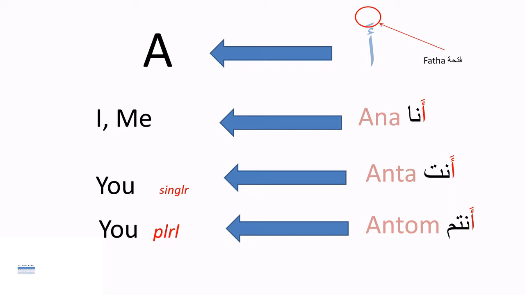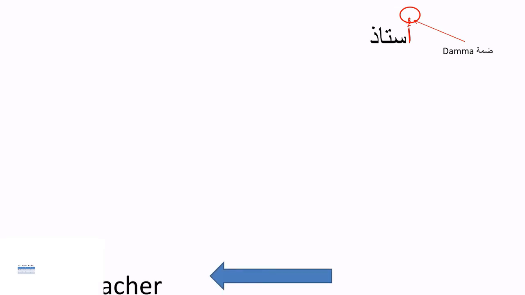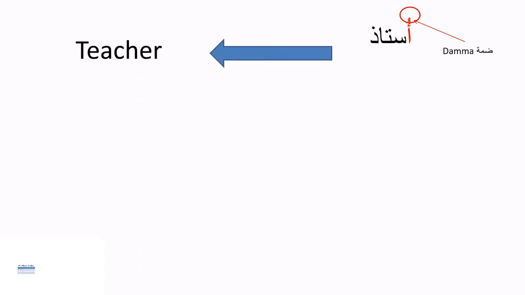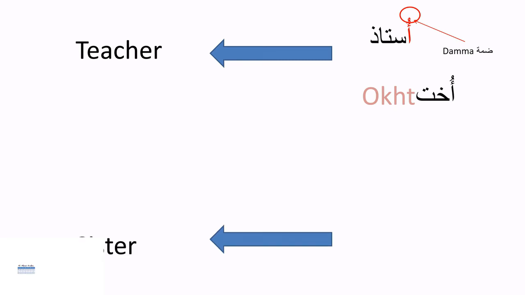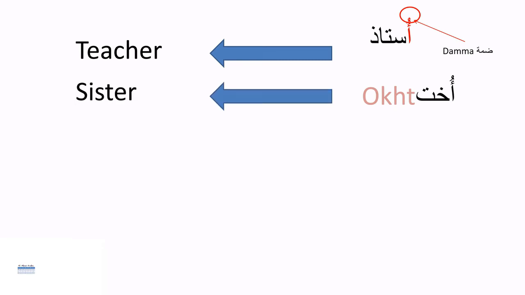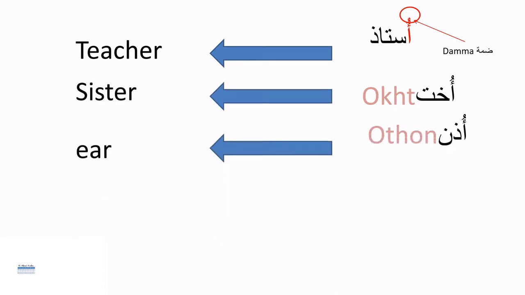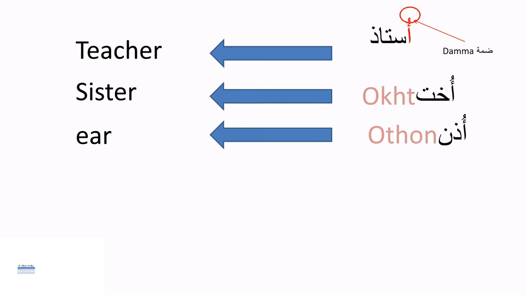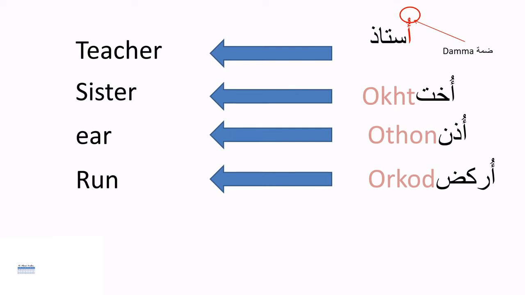If we go to the next example, we have ustadh. Ustadh, we have above it dhamma. Dhamma is the one responsible for making the sound u. So ustadh means a teacher. Ukht. Ukht means a sister. Udhun. Udhun means ear. And we have urkud. Urkud means to order someone to run.